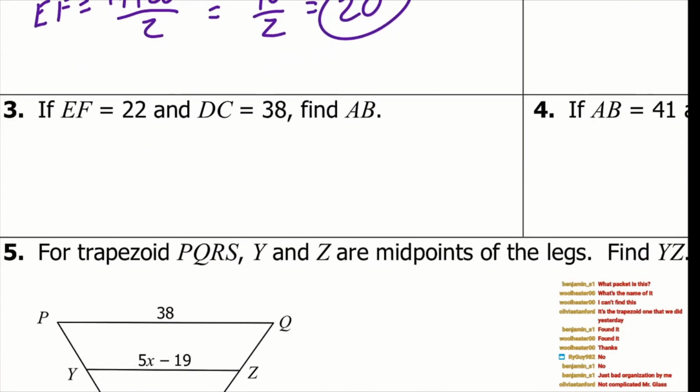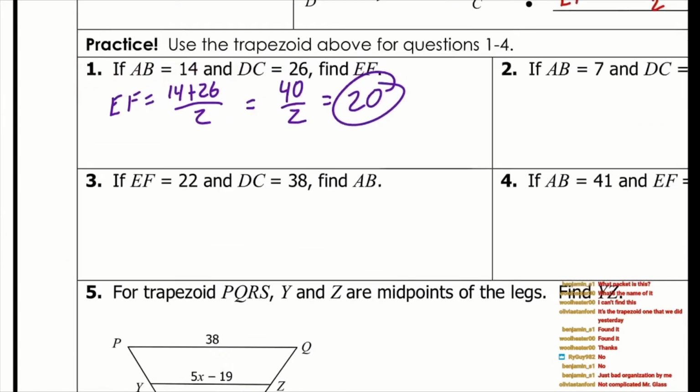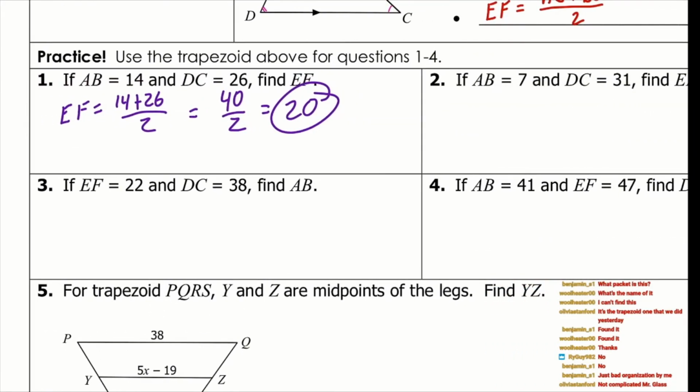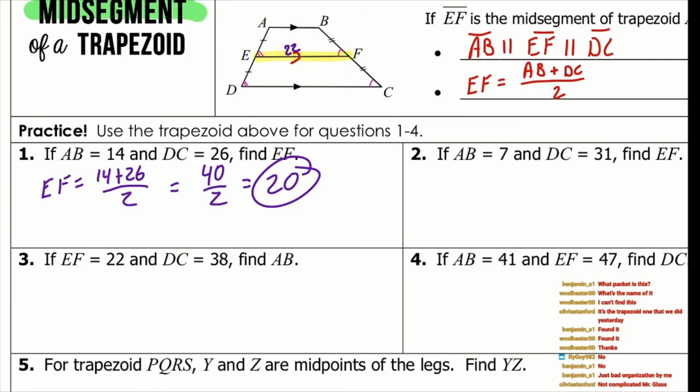But I'm going to jump right to number 3, and we'll do 3 and 4, because these are where it gets slightly more complicated, because instead they give you the midsegment, which is EF. So I'm going to label that in my diagram. EF is 22, and DC is 38. Find AB. So we can just directly use the formula, and we've done strategies like this, especially really early in the year, when we thought about midpoint.